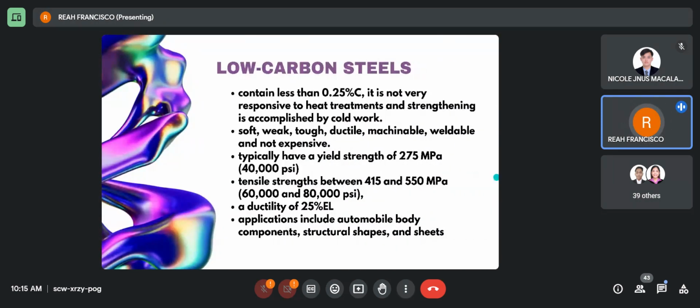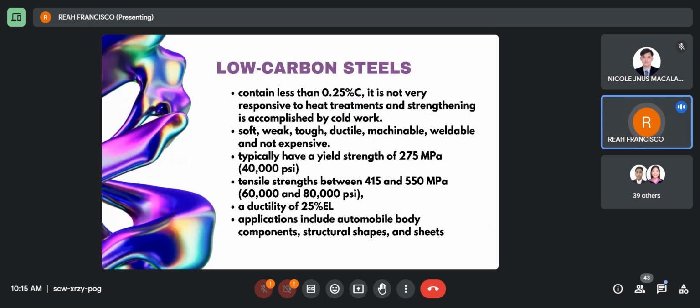Sa carbon steels po, ang steels po ay classified according to their carbon concentration, namely low, medium, and high carbon types. Sa low carbon steels po, it contains less than 0.25% of carbon.